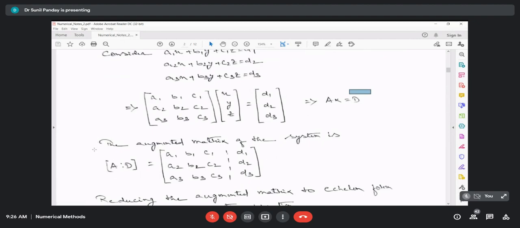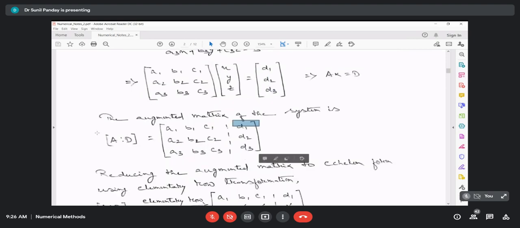So this is the way we write our augmented matrix. First we write the matrix A as it is, and then we draw a vertical dotted line like this, and then we write the entries of the matrix D, and this is our augmented matrix. And then we reduce this augmented matrix into echelon form.